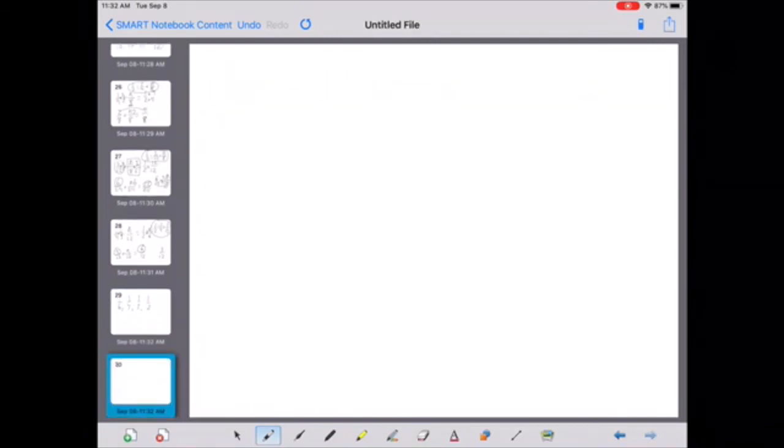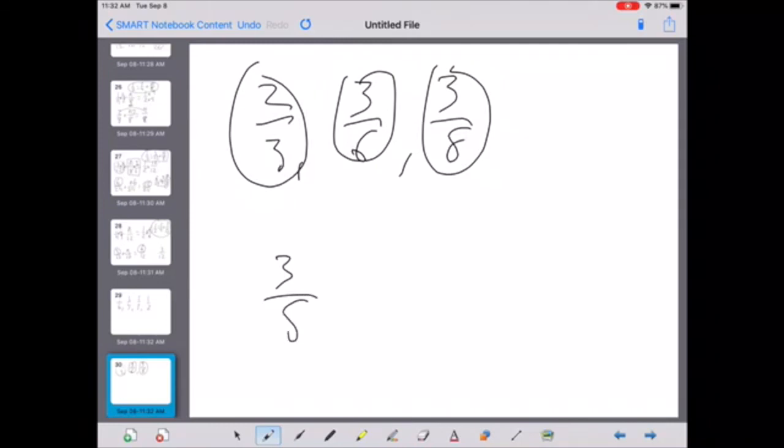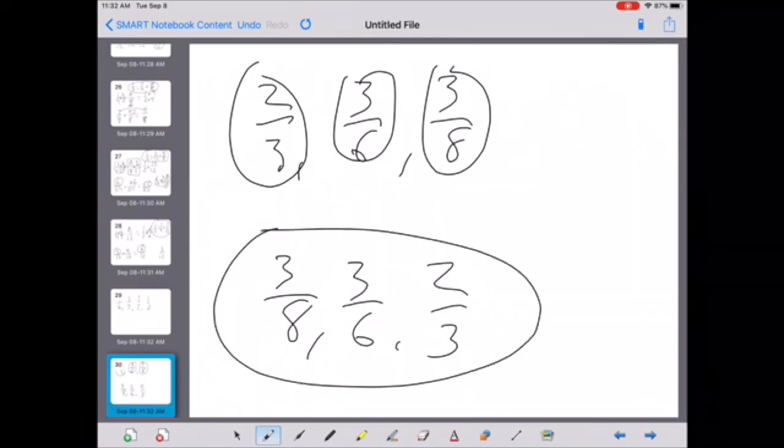Use fraction pieces to arrange these in order. So I have 2/3, I have 3/6, and I have 3/8. This one I don't need help with because this is a half. This is less than a half, this is more than a half. So it would go 3/8 because it's less than a half, to 3/6, which is a half, to 2/3.